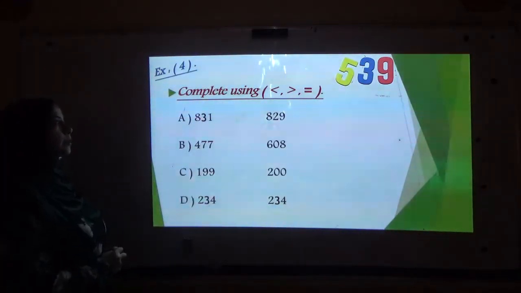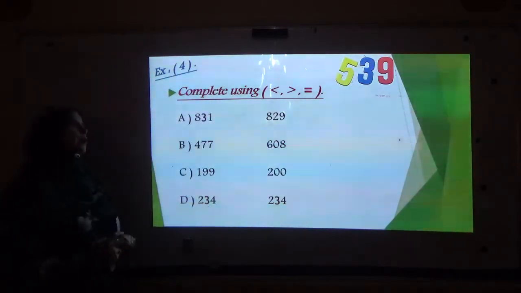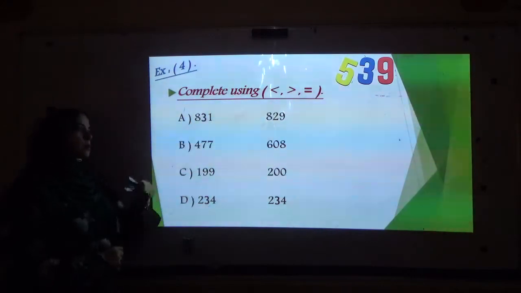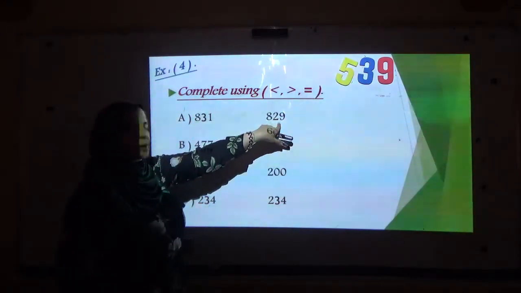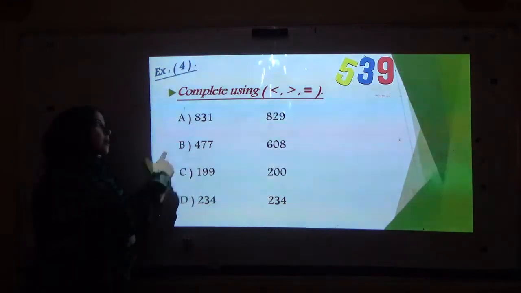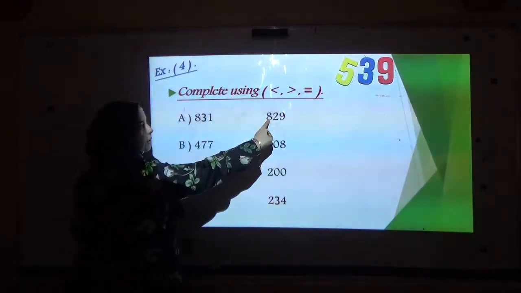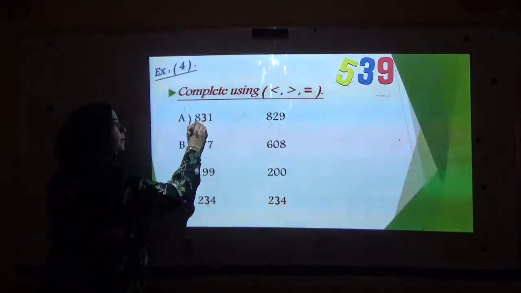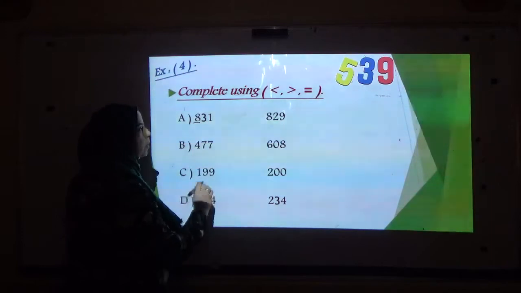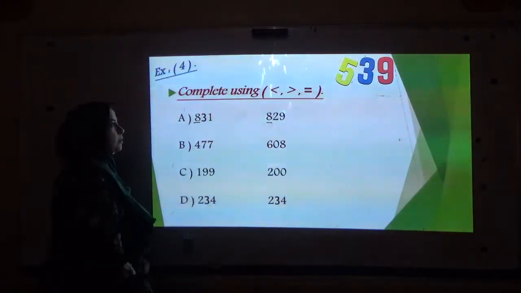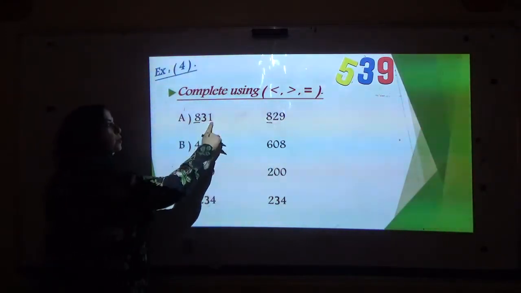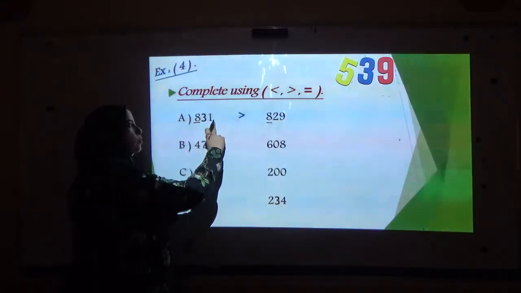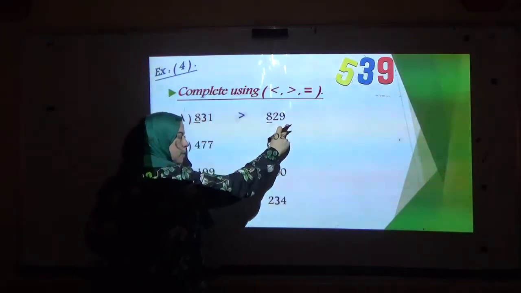Complete using greater than, smaller than, or equal. Letter A, 831 or 829. Start from hundreds. I have the same hundreds. Compare 31 or 29. Yes, 831 is greater than 829.